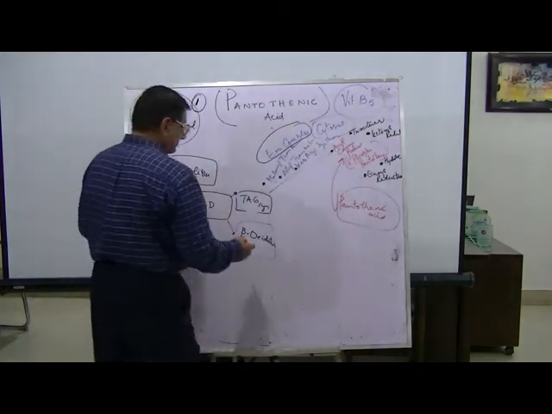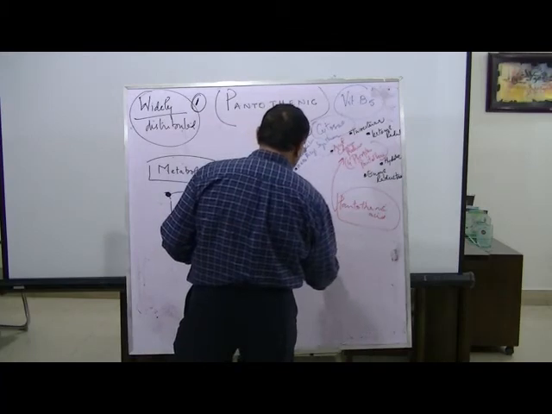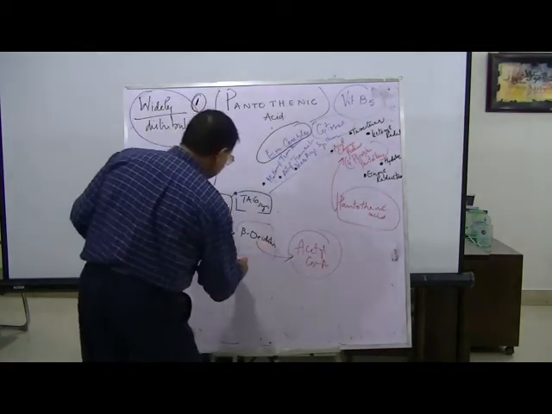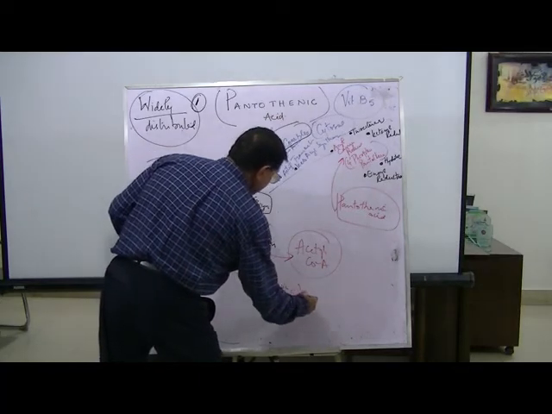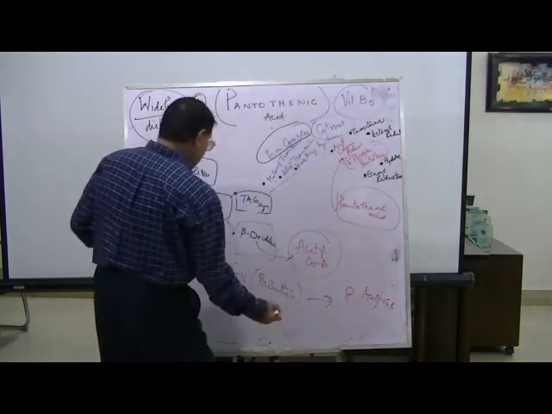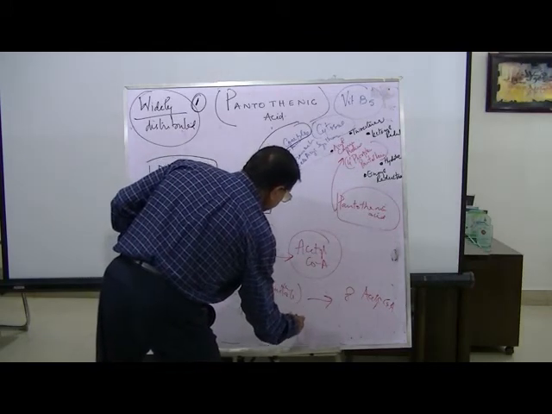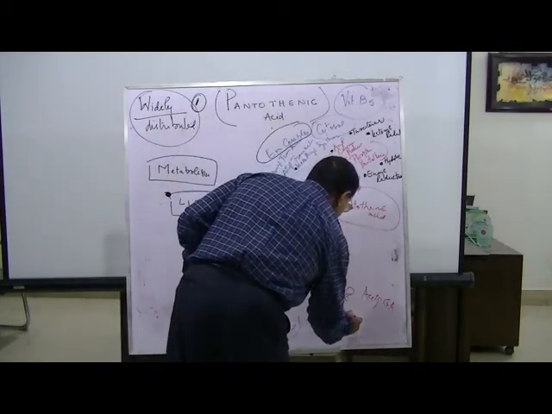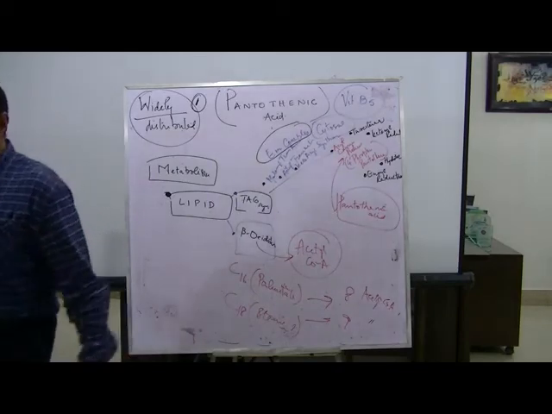And in beta oxidation, we have the release of acetyl-CoA. If there is C16 palmitic acid, we get the release of 8 acetyl-CoA. And if it is C18 stearic acid, then we get 9 acetyl-CoA. So it has so much important role in carbohydrate and lipid metabolism.